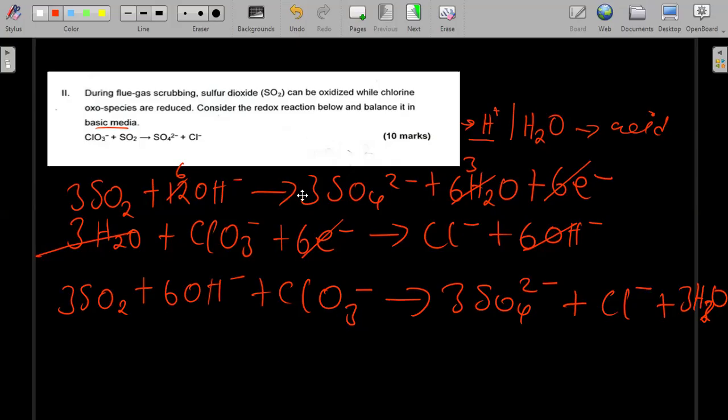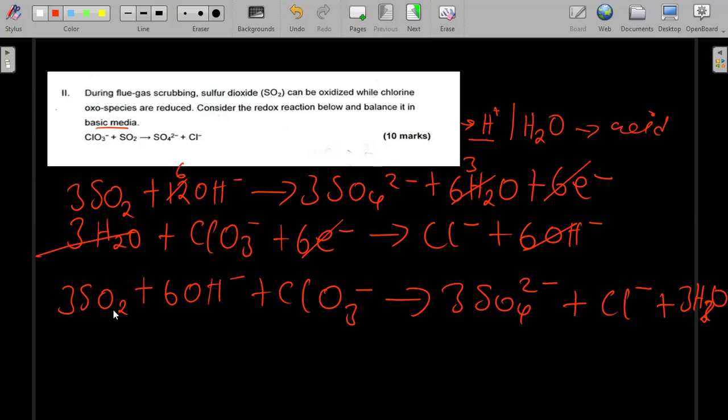If you want, you can counter check if you've done the right thing. What you can do, you can check if the atoms are balanced. Definitely you notice that each and every atom here is balanced. You have 3 sulfur there, 3 sulfur. Check the oxygen atoms are balanced.